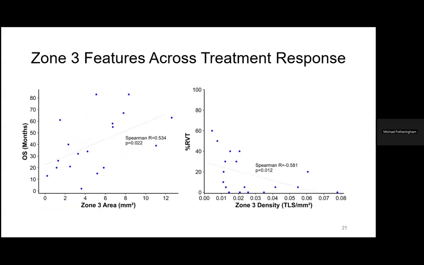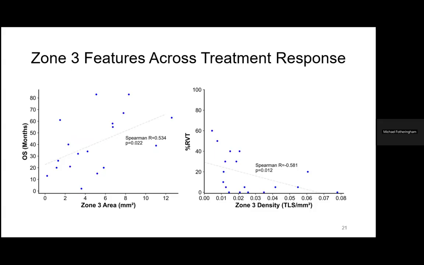But when we look at, so now these are scatter plots. And I'll begin by talking about the one on the left. When we talk about the zone area, so this is the surface area of TLS in the regression bed, we see that higher surface area is associated with higher, this is overall survival, OS. So in other words, more surface area of TLS, better outcomes, longer survival, and this is statistically significant.